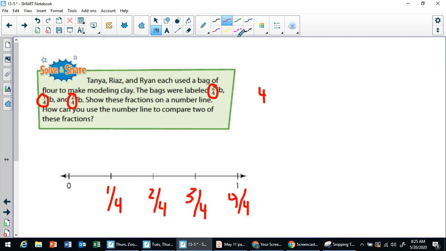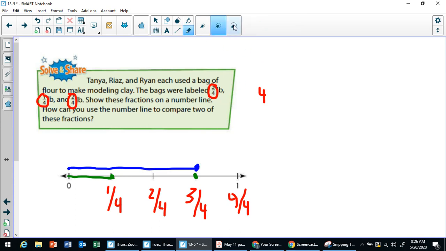Now what we have to do, and I'm going to switch colors here, is use the number line to compare two of these fractions. So I think I want to compare 1/4 to 3/4. I want you to notice something. I'm going to start at the 0 and shade in from 0 to 1/4. That's the distance from the start of the number line to 1/4. I'm going to switch colors, come above it a little bit, and shade from 0 to 3/4.